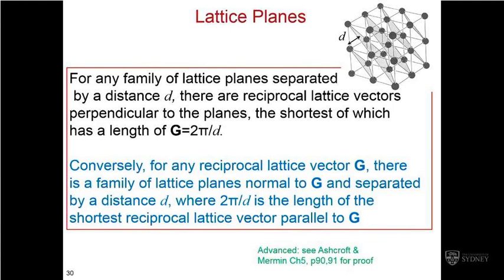Conversely, now we're in reciprocal space. For any reciprocal lattice vector G, and remember the reciprocal lattice vectors always land on points of your reciprocal lattice, there will be a set of lattice planes in real space that are normal to G. So if I've got a reciprocal lattice vector starting from some lattice point going to some other lattice point, there will always be in real space a set of planes perpendicular to that lattice vector.